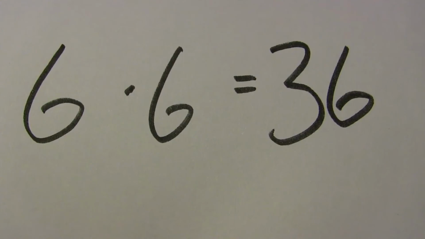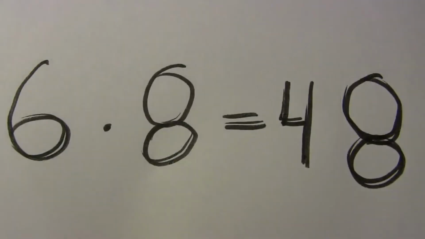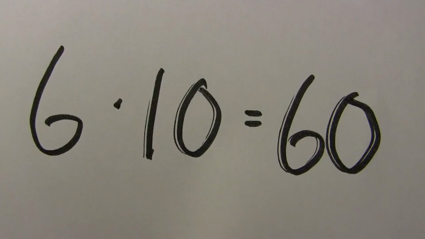6 times 6 is 36. 6 times 7 is 42. 6 times 8 is 48. 6 times 9 is 54. 6 times 10 is 60.